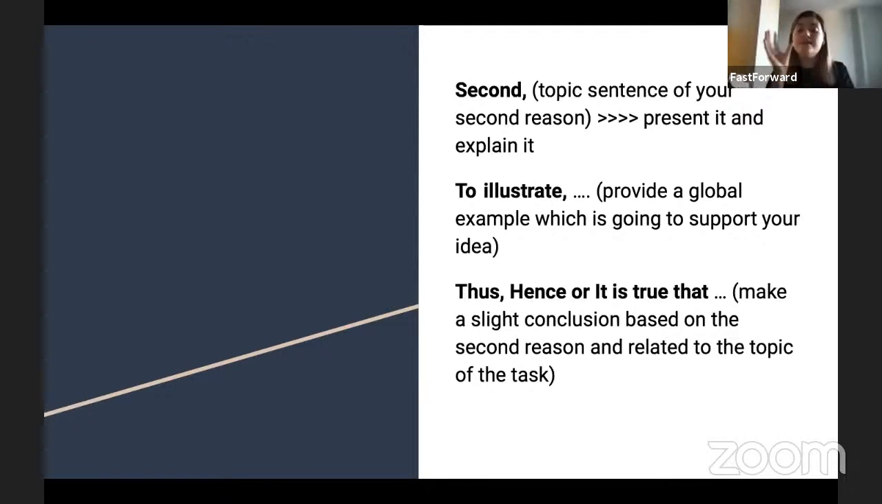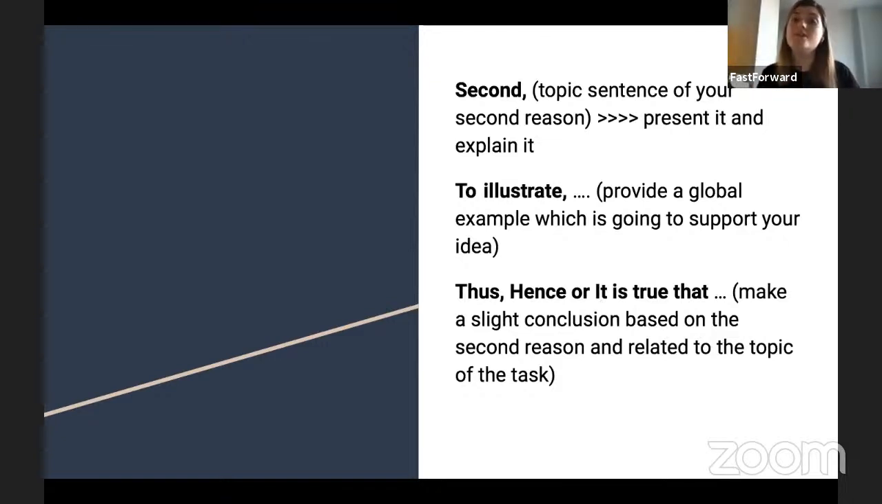So please make sure that your final sentence concludes your whole point, the point of your second reason or your first reason, as it was in our previous paragraph, okay? This is very important, I would say. Yeah, so this is the way we build our body paragraphs.